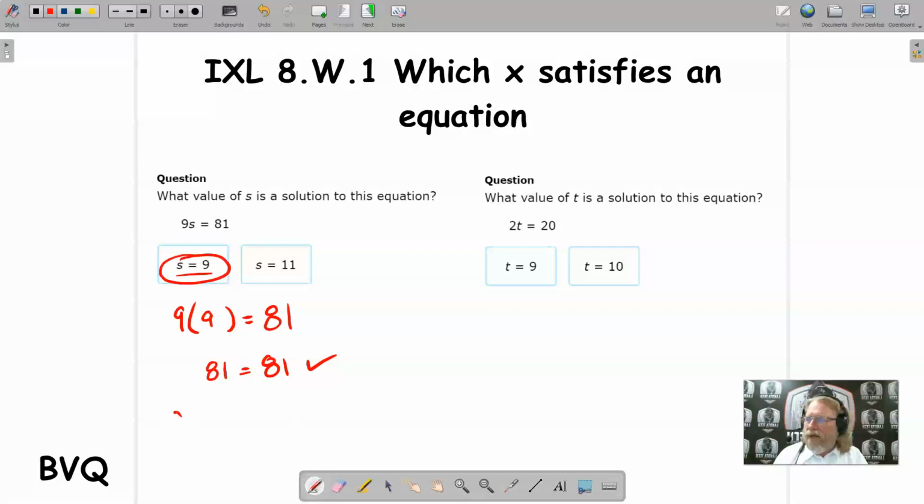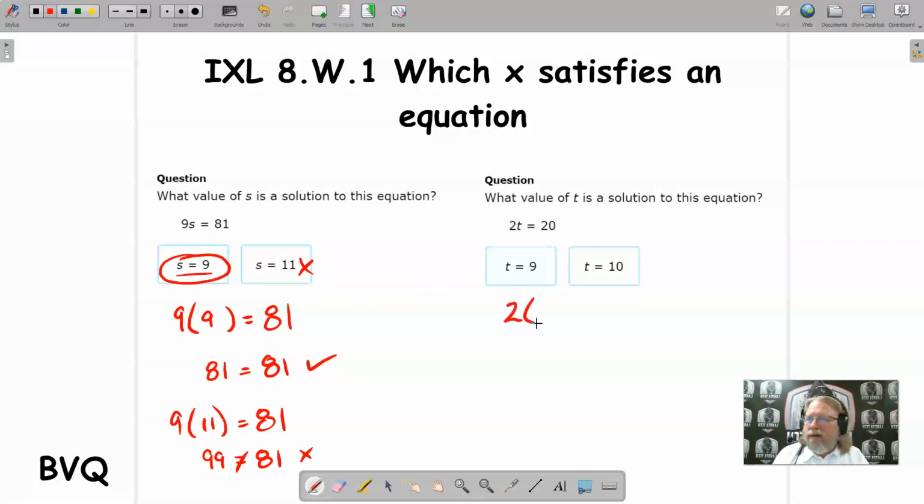Now, if we'd tried the 11 first, what we would have gotten there is, well, 9 times 11 is 99. Is 99 equal to 81? No, indeed, these two are not equal. Remember, drawing a slash through an equal sign means not equal. So this is a false statement. So the second choice here would be an incorrect answer. It does not satisfy the equation. So s equals 9 satisfies the equation, so it is indeed the correct answer.